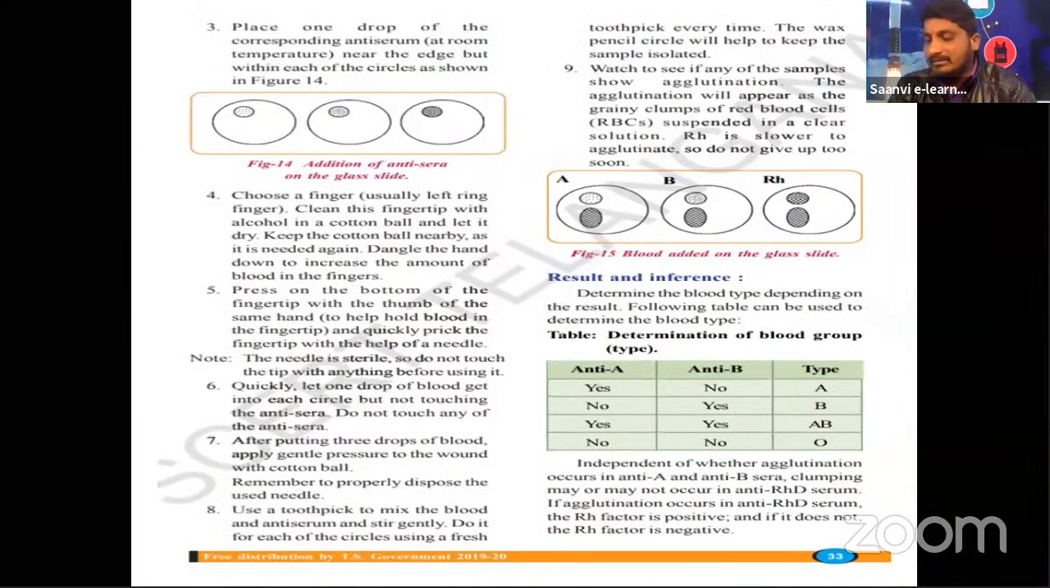Okay, in the last class, we discussed the blood groups, who your blood relatives are, and how to use the reagents anti-A, anti-B, and anti-H. With the help of this table, we determine the blood group type using anti-A and anti-B.